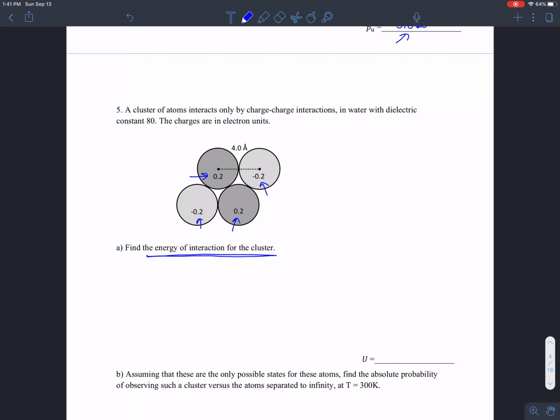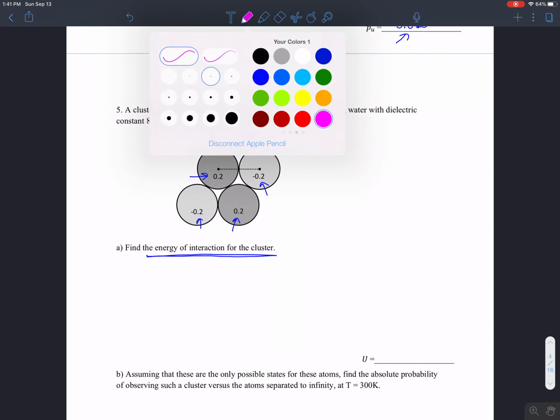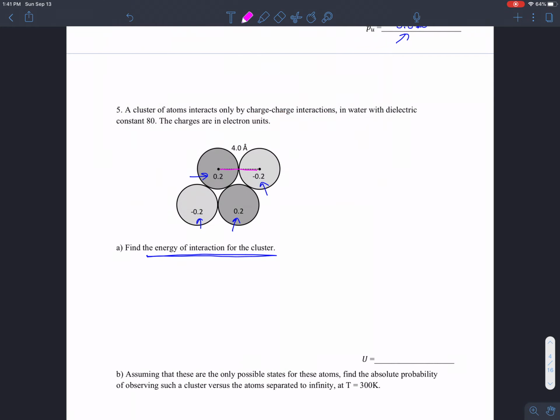And the total interaction energy is therefore the total of all charge-charge interactions. And there are 6 possible interactions here. There's this one, this one, this one, this one, this one, and then finally this long one between the 2 sort of end atoms. So what we have to do is add up all those possible contributions. And that's easier than it looks like at first because a lot of the distances are the same.